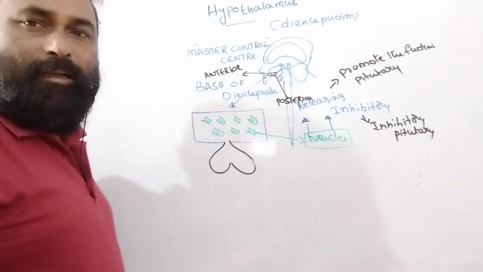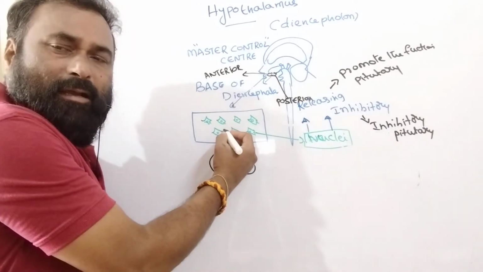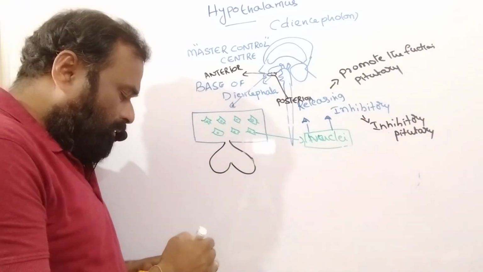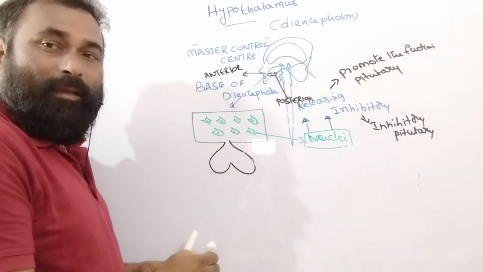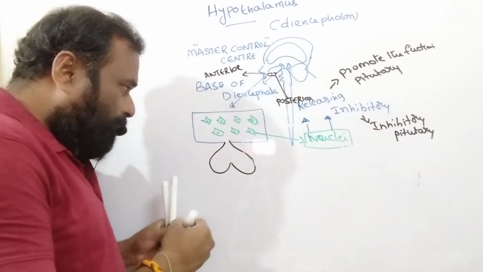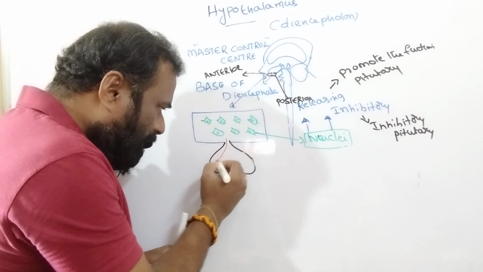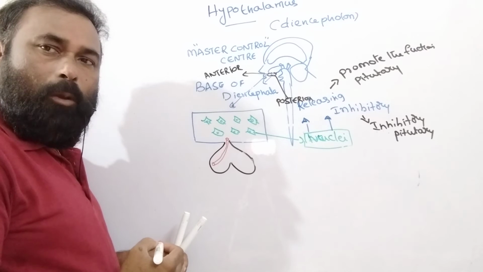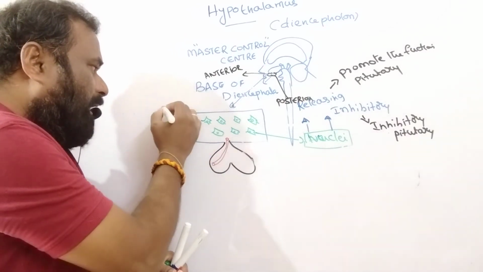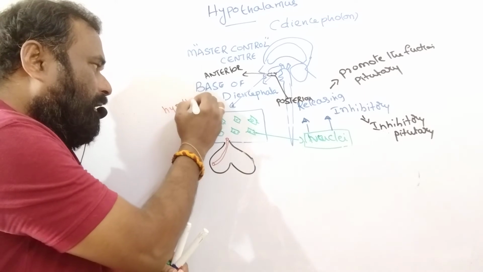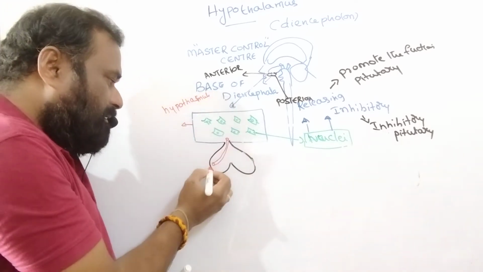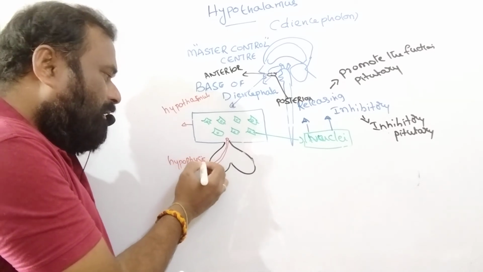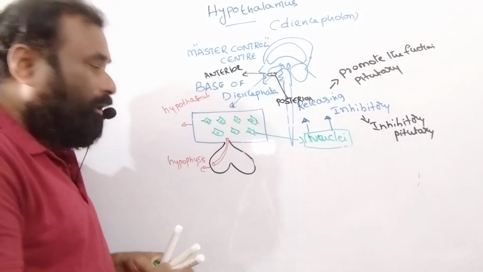The posterior one is on the dorsal side. Here, the liberated hormones, maybe the releasing hormone or inhibitory hormone, have a tract to supply. The tract is a blood vessel. This blood vessel is called the hypophyseal portal system. Pituitary gland is also called hypophysis. This tract is said to be the hypothalamo-hypophyseal portal system.